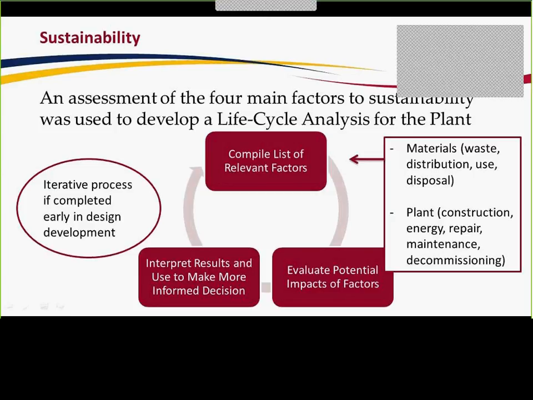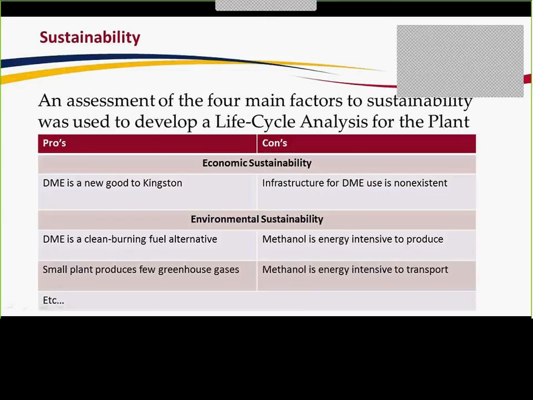This would be an iterative process if we were to move forward and improve on the sustainability of the plant. So we took the results of this life cycle analysis and placed it into a weighted pro and con table. This is just a sample of the overall table. We sorted the factors into categories based on the 4 pillars of sustainability and compared the number of pros and cons and the relative value of each of them.